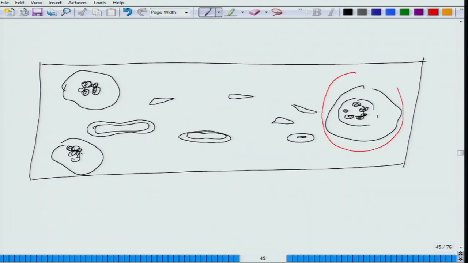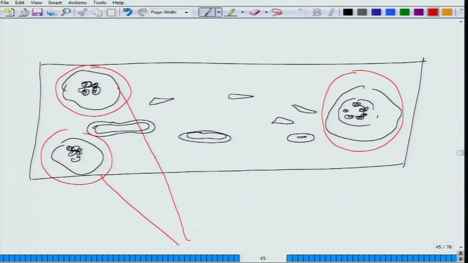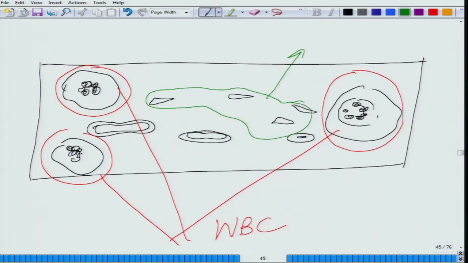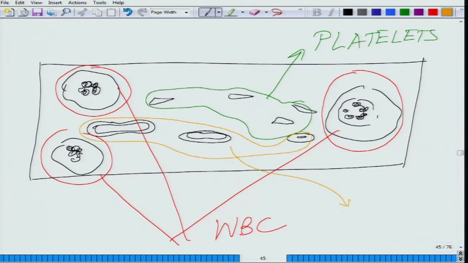these huge cells, which I am now circling in red, these are your WBCs. This one, which I put in green, are the platelets. And the one I am now putting in yellow are your RBCs. This is what you can see under the microscope, okay, in a blood smear.